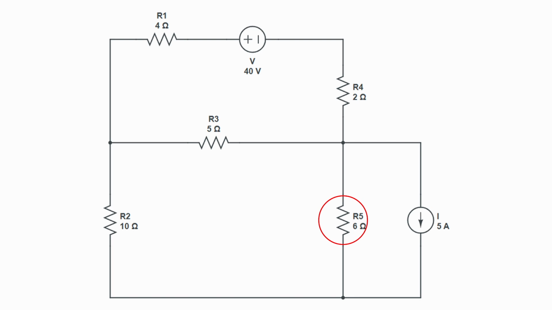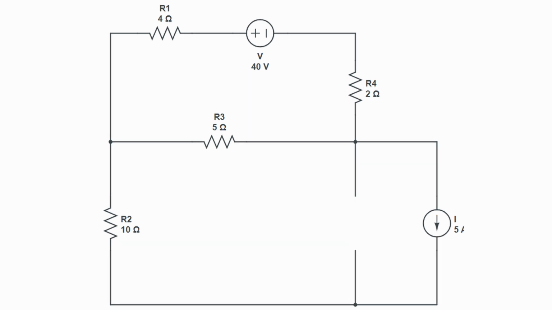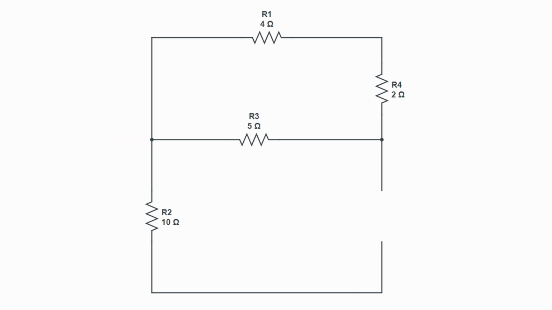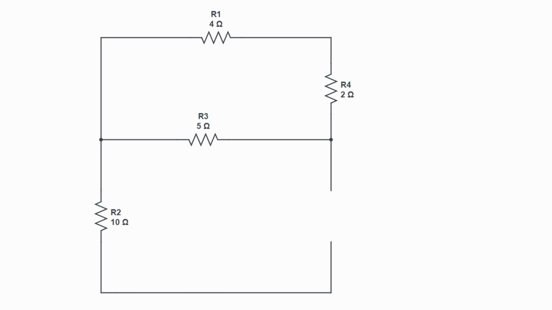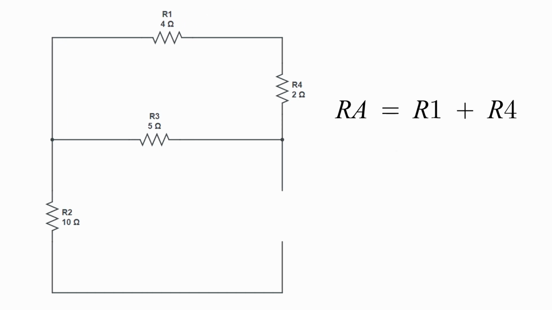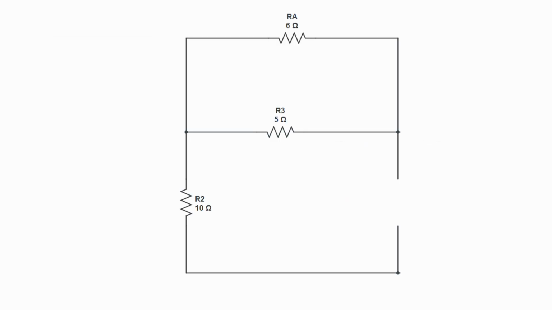To find Thevenin's resistance, we open the circuit in the terminals of resistor 5 and remove the voltage and current source. Remember, if it's a voltage source, we short circuit it, and in the case of a current source, we open the circuit. Here we do basic circuit simplification and add R1 and R4 because they are in series.